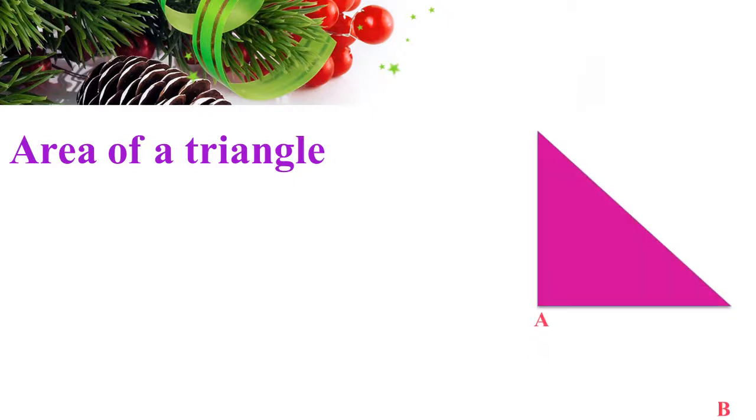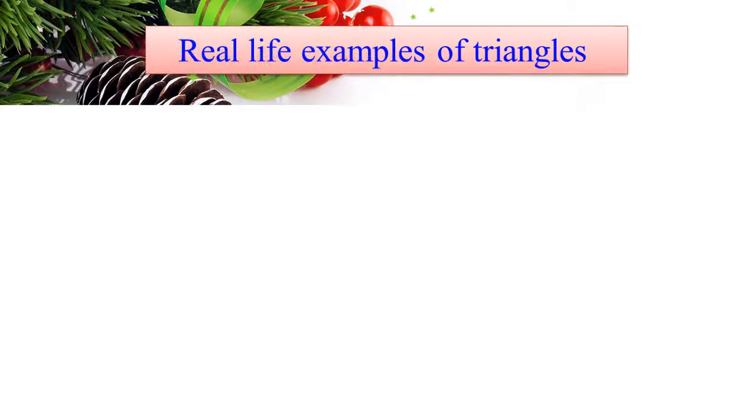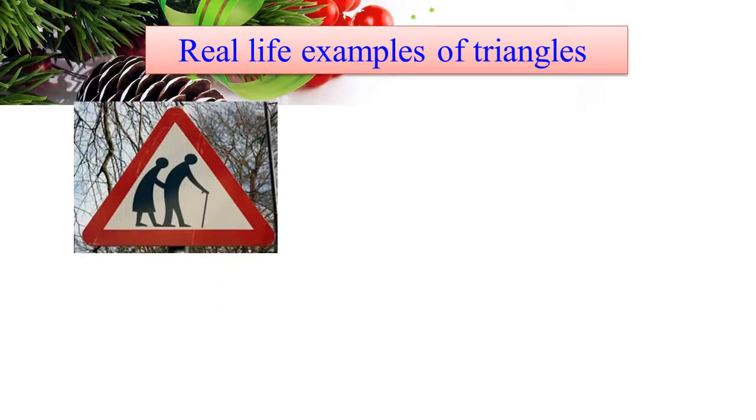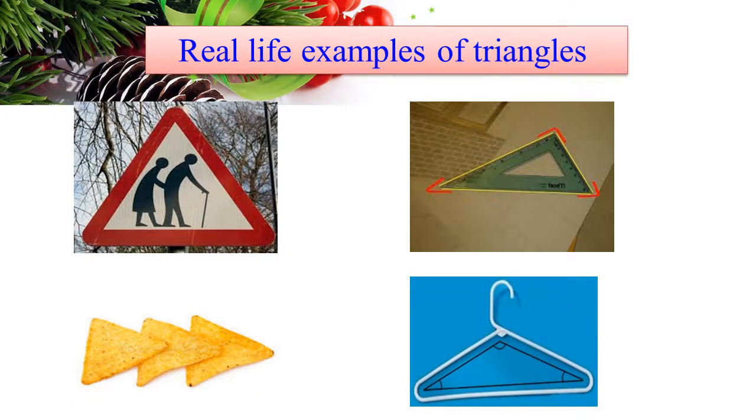Let's see the area of a triangle. Look at the picture. ABC. AB is the base. AC is the height or altitude. Area of a triangle equals half into b into h. Let's see the real life examples of triangles. Here are many pictures. The first one traffic signal, second one scale, third one samosa, fourth one hanger. These are the best examples of triangles.